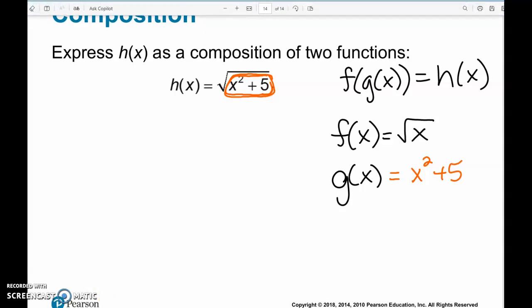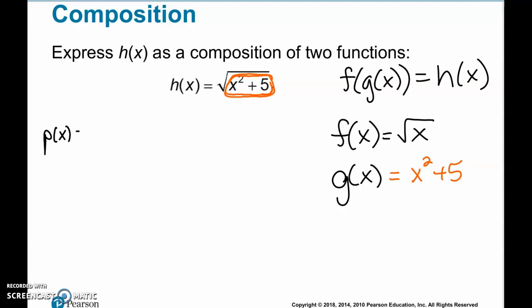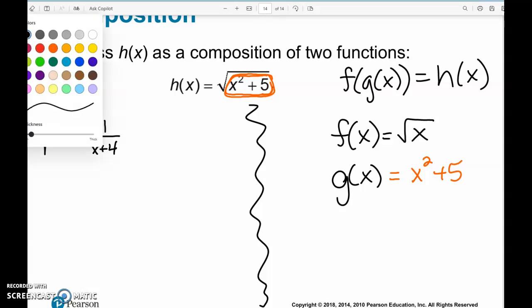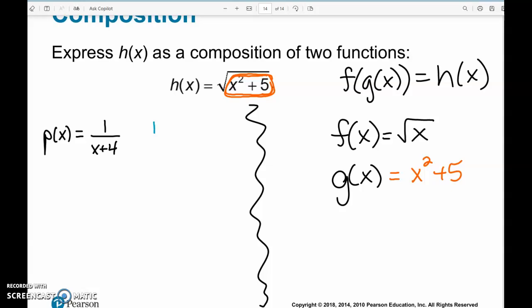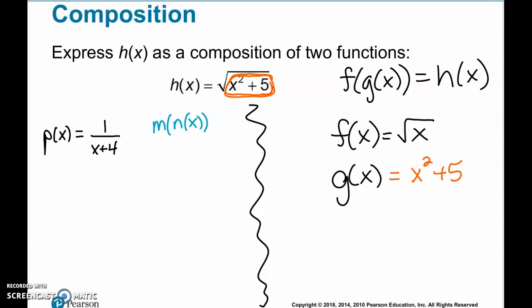What if you had, let's give it some different names here. Let's say we have p of x is equal to 1 over x plus 4. And we want to know, let's make this separate here, what two functions, when composed, would give you p of x.